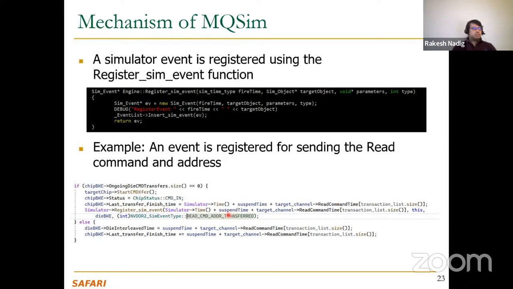So this gives an idea of what the key functions are that need to be invoked in the MQSim, and how we initialize this engine, how we start the simulation, and how we register an event. So tomorrow, if we are adding a new component into the MQSim, we need to stick to these interfaces, and then use this register sim event to add an event.